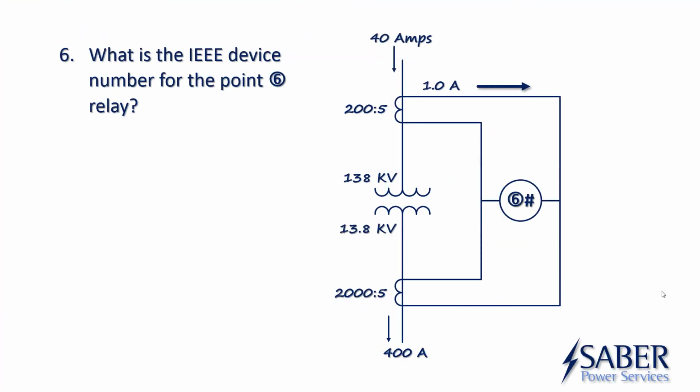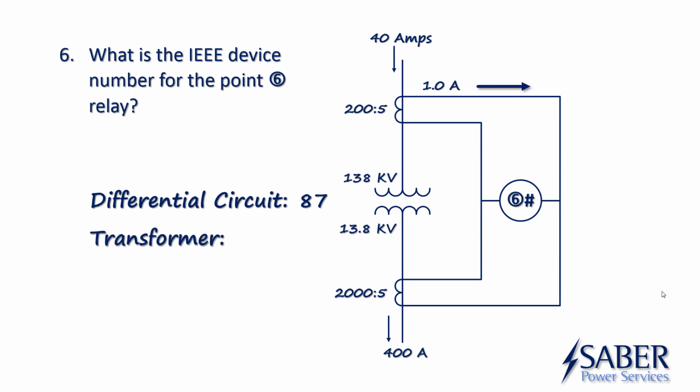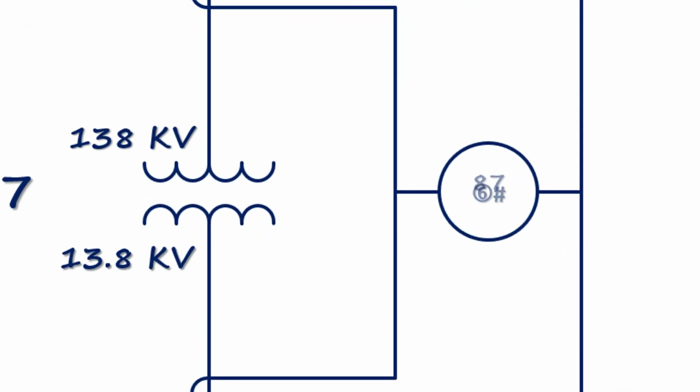And we're almost done. What's the IEEE device number for this relay? Well, we've been talking about it. This is a differential circuit. So a current differential circuit is identified by the IEEE number 87. This differential is wrapped around a transformer, and a transformer is represented by a T. We also know that there are other types of differentials like bus differentials, motor differentials, line differentials, but in this case, it's a transformer differential. So for our relay, it's an 87T.